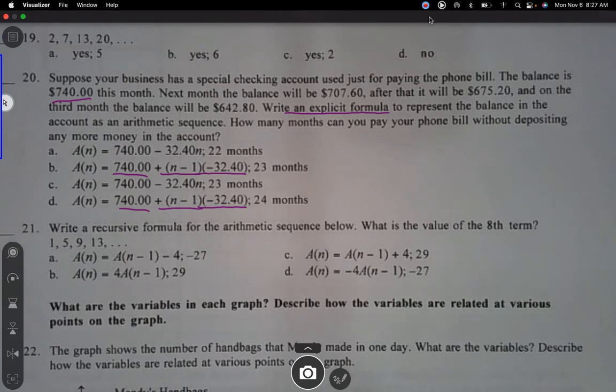So they give us two numbers. Let's plug them in. We're just working on the study guide. The first thing I'll do is write out 740 plus, and instead of n minus 1, I'm going to plug in 23 minus 1. What is 23 minus 1? 22, times negative 32.40. So plug that in your calculator. Let's start with 23 months.